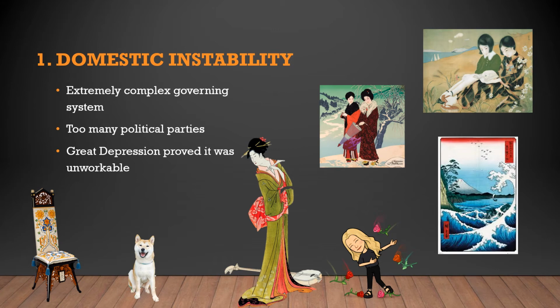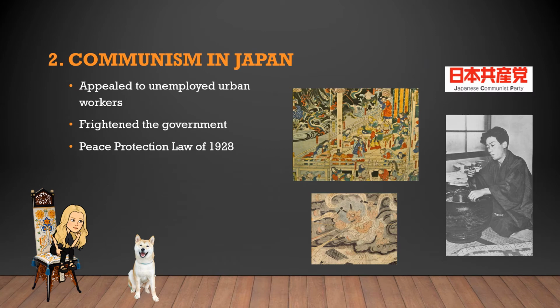The diverse and complex government managed to survive throughout the 1920s. This was accomplished through compromise between political factions, suppressing dissidents through laws and prison terms, and occasional economic growth. The Great Depression was the crisis that demonstrated clearly that the system was unworkable.